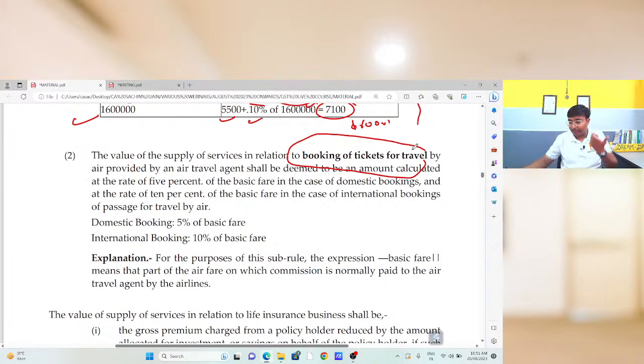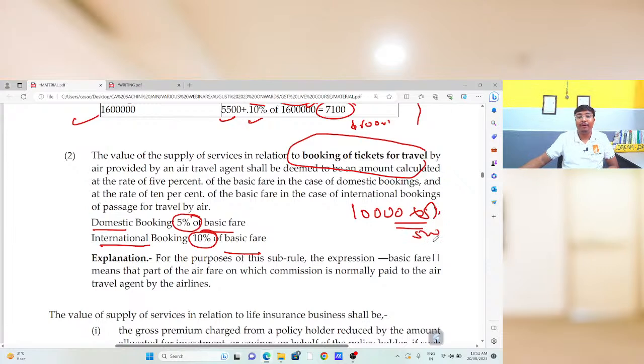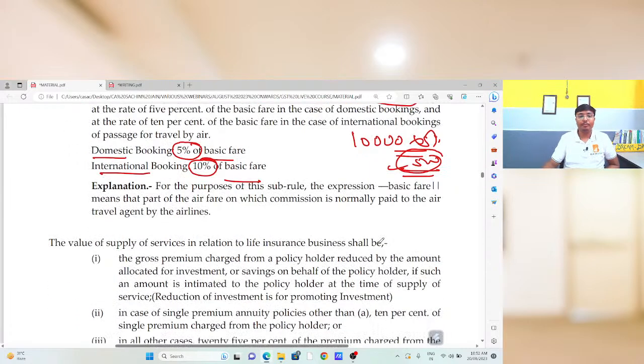For that purpose, if the booking is a domestic booking, in that case the value of supply will be 5% of the basic fare. If the booking is an international booking, in that case the value of supply will be 10% of the basic fare. Suppose the basic fare is 10,000 rupees, in that case 5%, that is 500 rupees, will be the value of supply, and that air travel agent has to make the payment of taxes on that 500 rupees. Okay, so this is a very basic concept for an air travel agent.